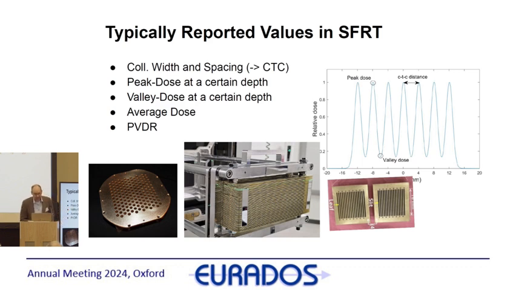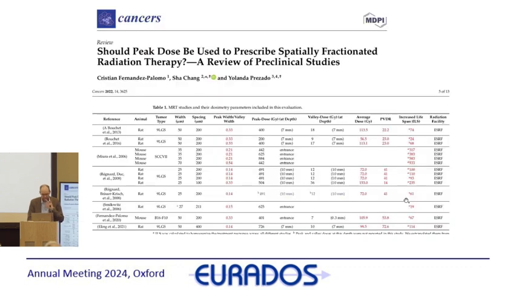So what values are typically reported in SFRT? That is like peak dose, valley dose, collimator width, and collimator spacing. Average dose is often being used, and then a concept which is called PVDR, which is the peak to valley dose ratio. It's a measure of contrast, okay? So you can have apertures like this, you can have slit apertures and so on. I just took some random ones I found on the web just to show it. And here you get patterns like this, where you have a peak dose and a valley dose and C2C.